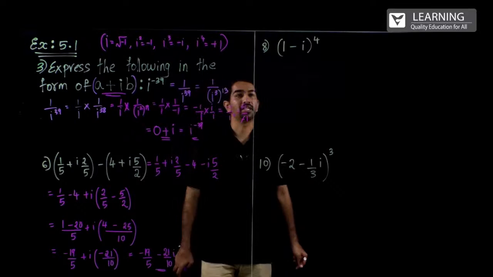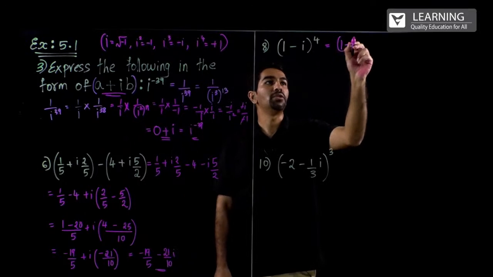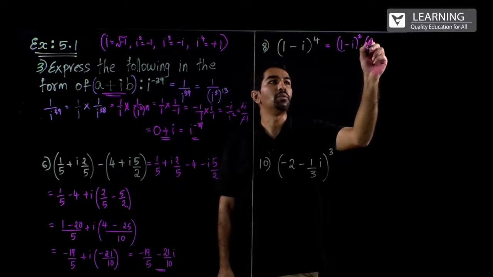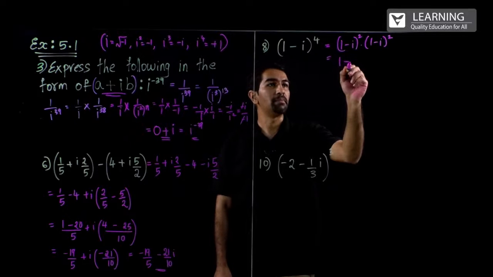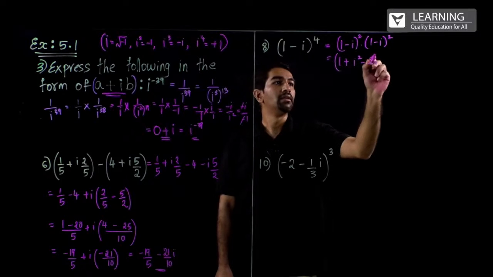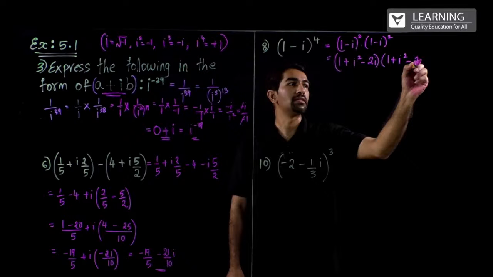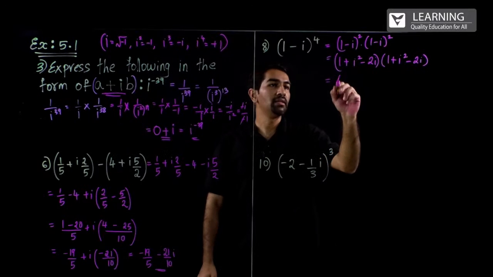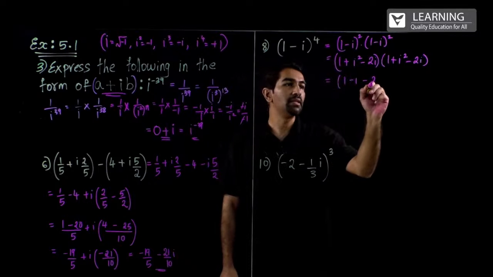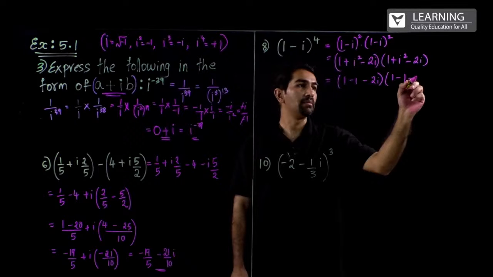Moving on to the next question. 1 minus i whole to the power of 4, this again can be written as 1 minus i whole to the power of 2 into 1 minus i whole to the power of 2. A minus b the whole square, a square plus b square minus 2ab, into a square plus b square minus 2ab. i square is nothing but equal to how much? Minus 1. So 1 minus 1 minus 2i into 1 minus 1 minus 2i.